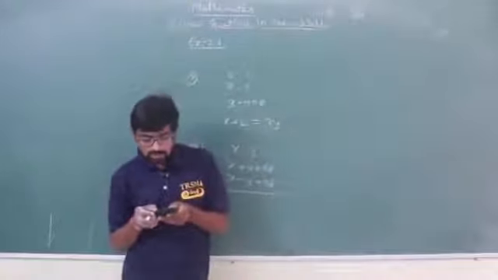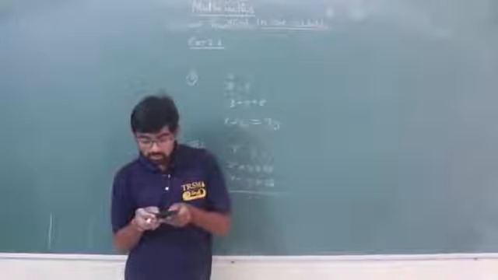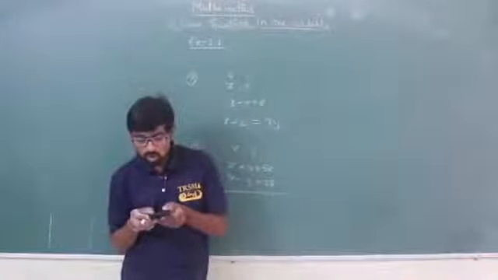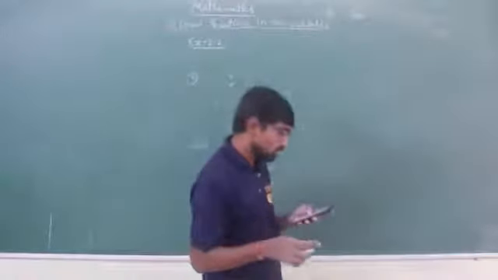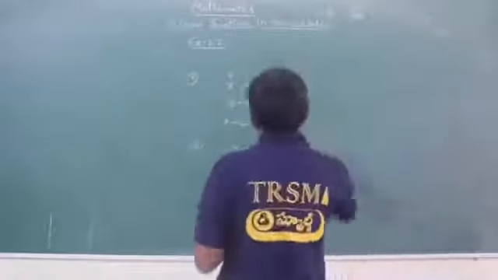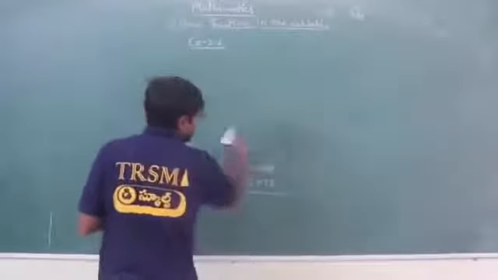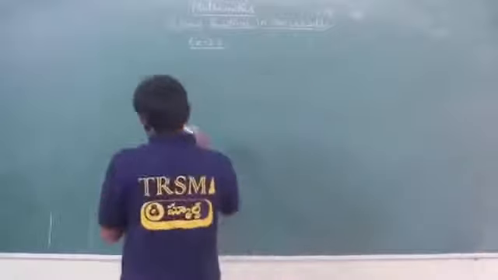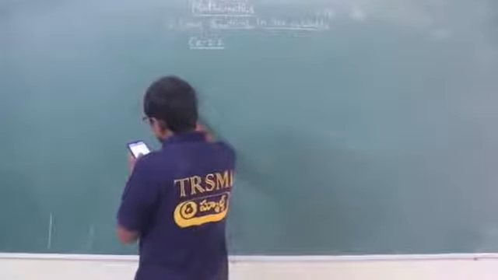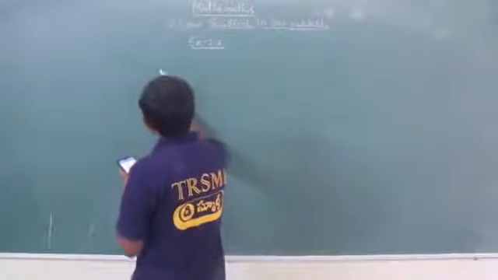Now, the sum of 2 consecutive odd numbers is 56. Find the numbers. So what is consecutive? Let me tell you about consecutive. As we didn't discuss this topic, I am explaining this question. The question asks: the sum of 2 consecutive odd numbers is 56.